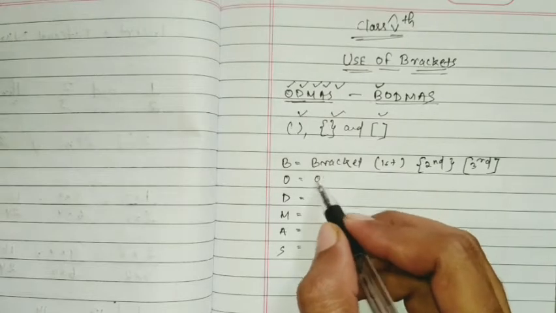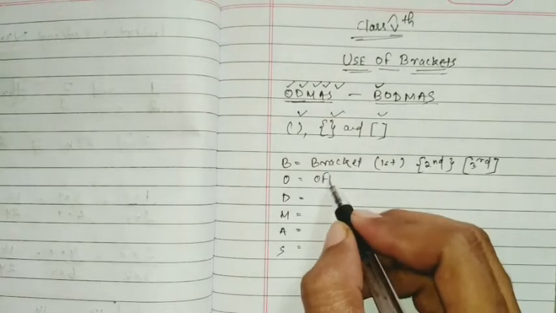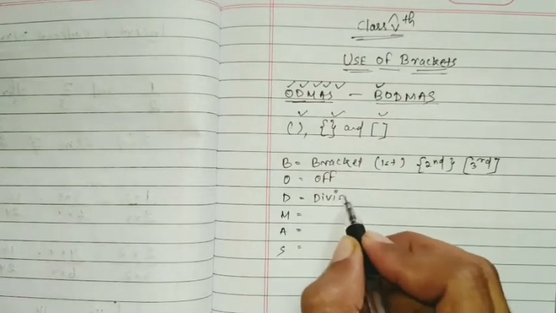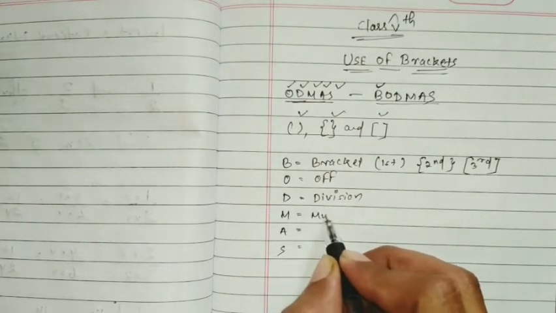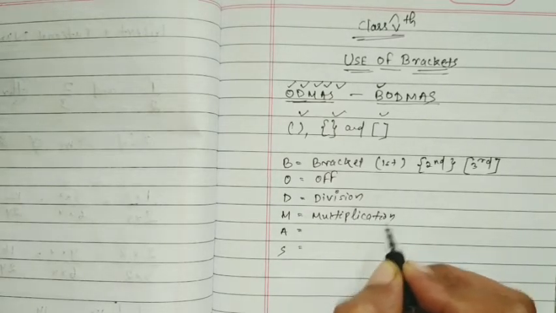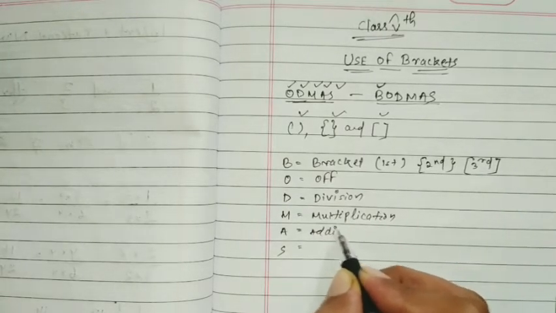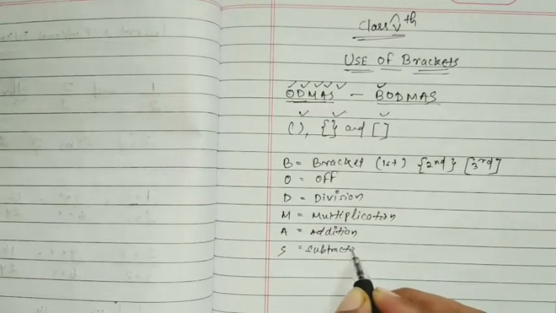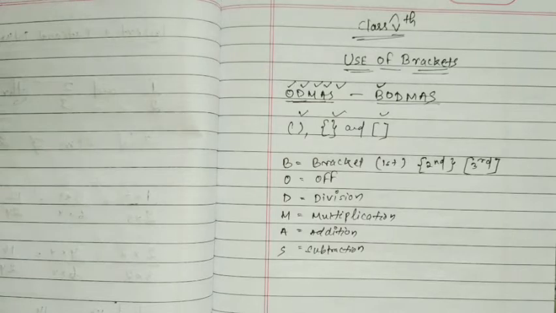O means of. D means division. M means multiplication. A means addition. And S means subtraction. Clear? So in this way you can solve.